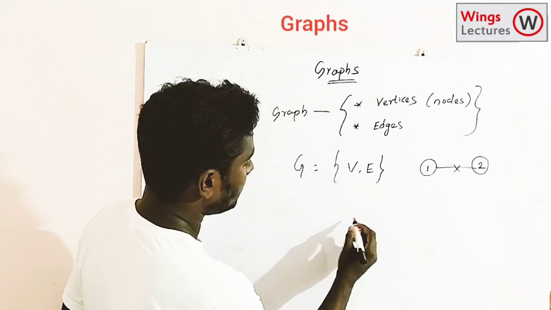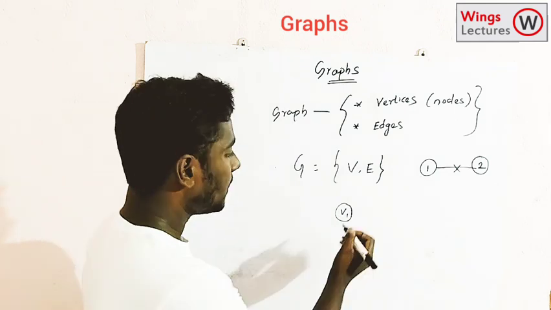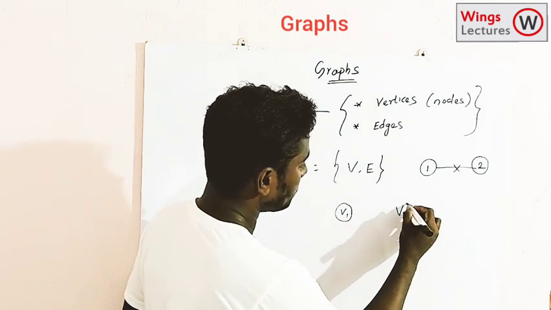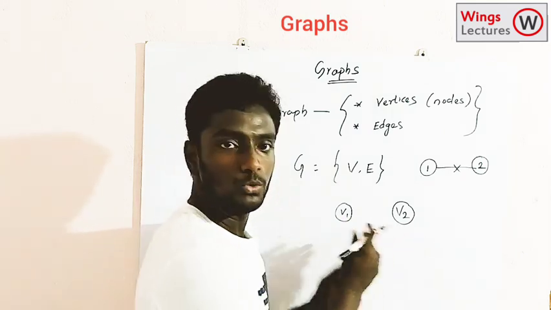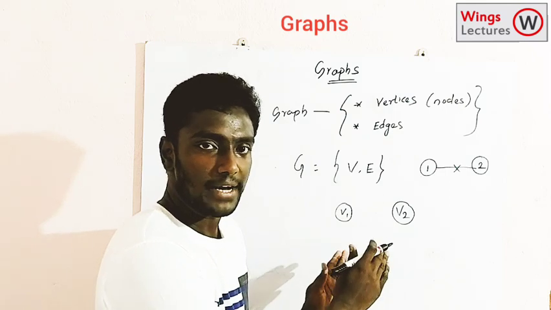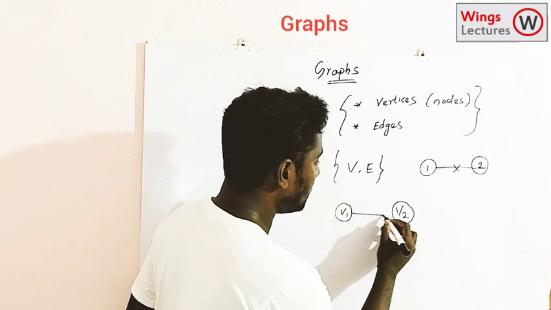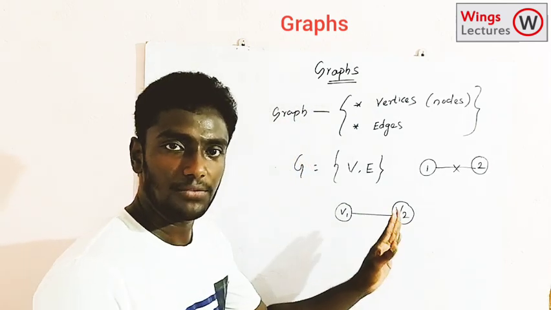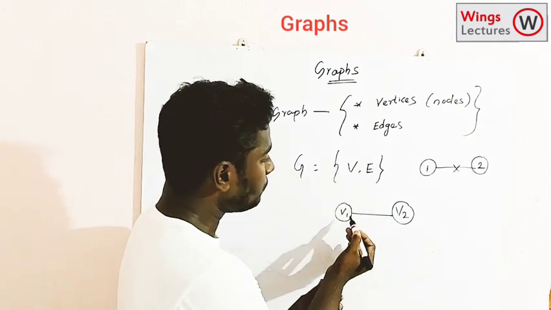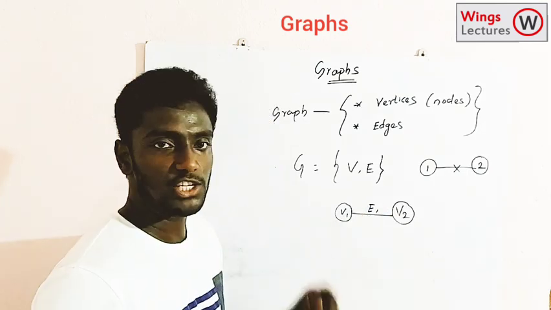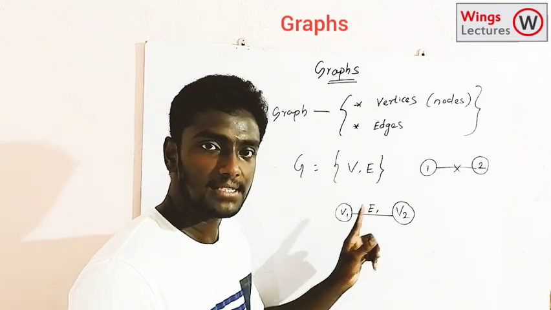Okay, see, vertices v1 and v2, and here there is no connection between these two vertices, these two nodes, right? So definitely it's not a graph. When we have an edge between these two vertices, definitely we call this a graph. We can name the edge e1. So a graph is a collection of vertices as well as edges.